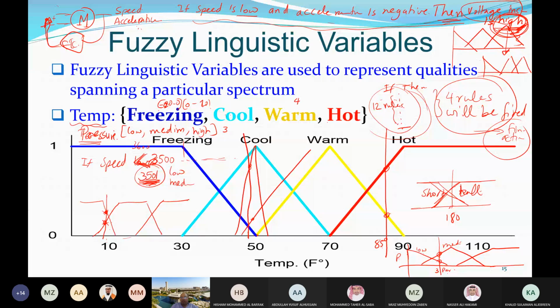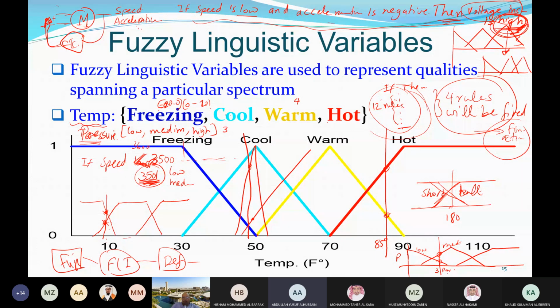So we have fuzzification at the beginning. We fuzzify the quantities. We do the inference, fuzzy logic inference, and then we do defuzzification. This is the procedure.